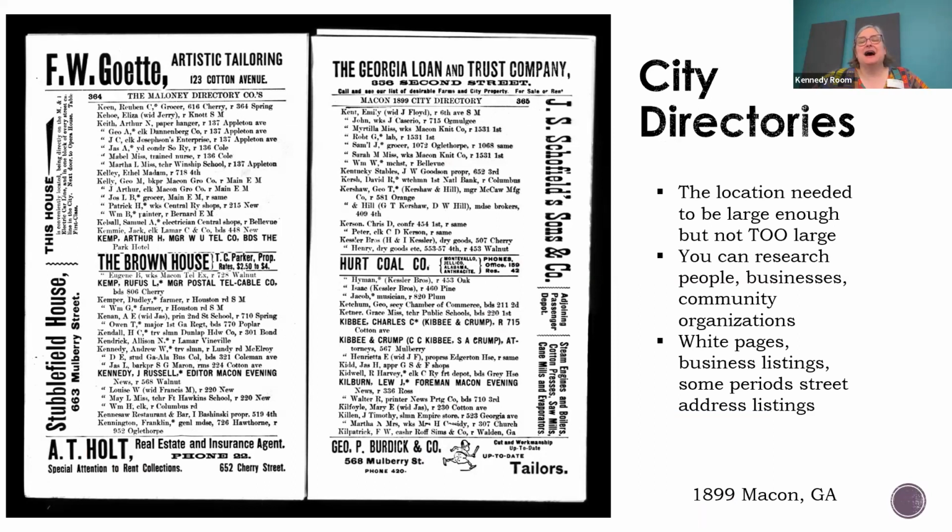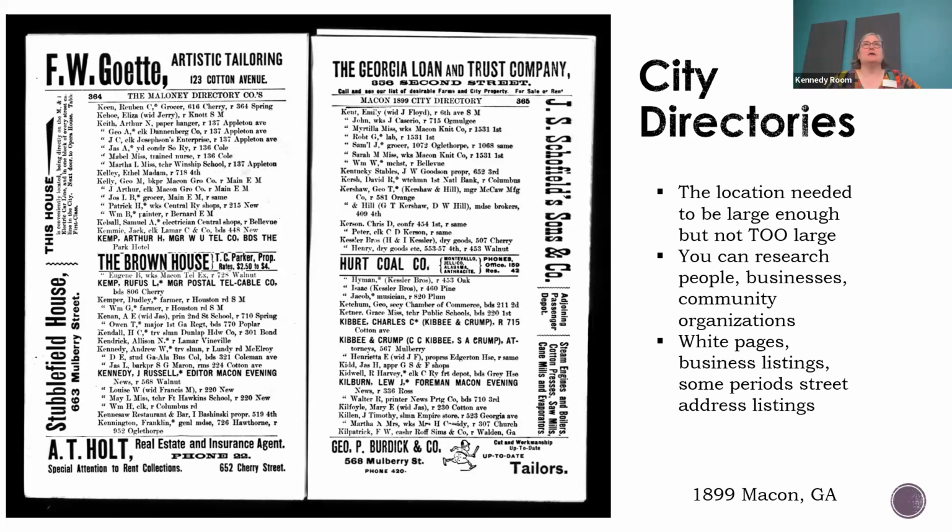City directories. The location needed to be large enough to have a city directory, but not so large that a book was not feasible. So cities like New York were early adopters in the 1820s and 30s of city directories, but by the turn of the 1900s, they had to divide into, oh, you only get the Brooklyn or the Staten Island or the Long Island or the whoever. And even then, a little bit further into the 20th century, they were too big to bind, and no one was going to pay the cost of that much paper for these kinds of directories.